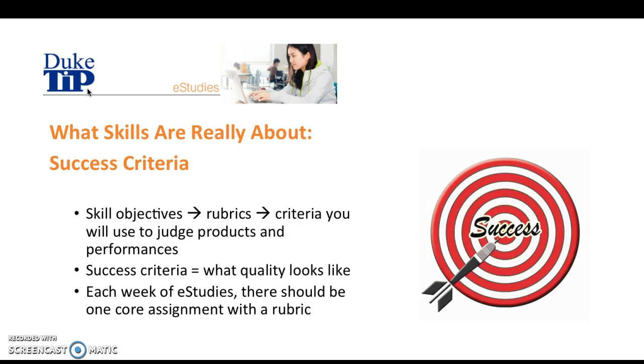So where we're headed with this is once you've picked your skill objectives, they're also going to be reused as success criteria for rubrics. In other words, the standards, the levels at which students are going to hopefully perform. So you build those skill objectives, they end up on rubrics as criteria that you'll use for judging the products and performances. These verbs, as success criteria, tell you what quality looks like when the students perform the task or the product or the performance. And each week of eStudies, there should be some core assignment, whether formative or summative, that has a rubric with success criteria informed by those skill objectives you set.